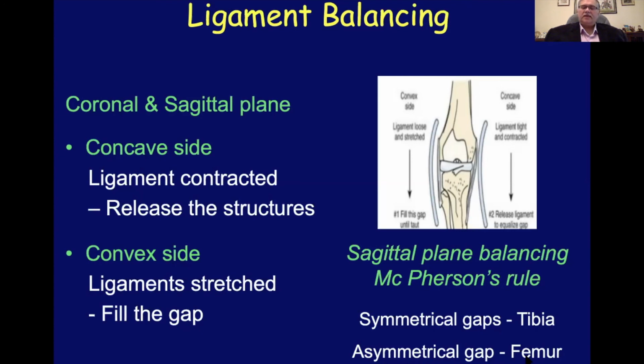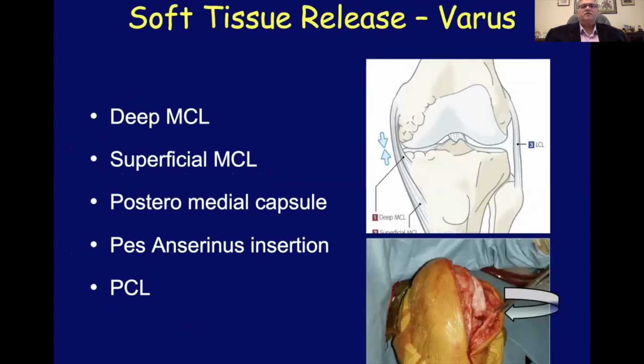But particularly in the sagittal plane, the rule, McPherson's rule, is that if the gap is symmetrical and further release is required, the tibia needs to be addressed. If it's asymmetrical, then the femur needs to be addressed.